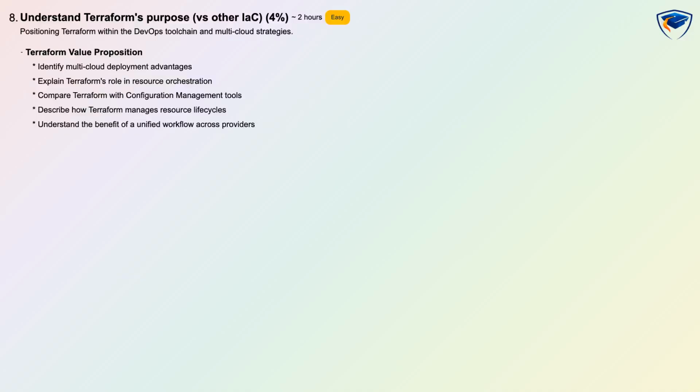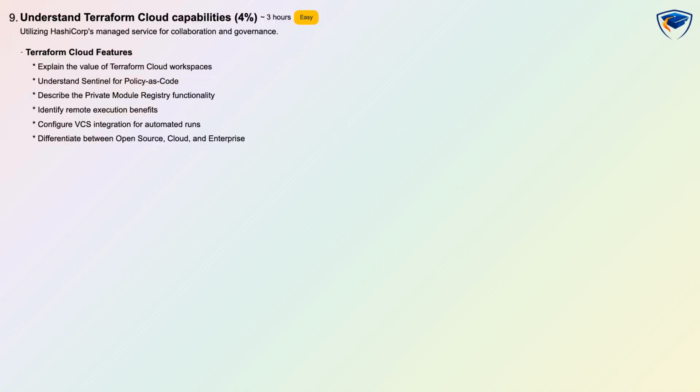The Understand Terraform Cloud Capabilities domain covers utilizing HashiCorp's managed service for collaboration and governance. You will learn about Terraform Cloud Workspaces, Sentinel for Policy as Code, private module registry functionality, remote execution benefits, and how to configure VCS integration. This domain accounts for 4% of the exam, is considered easy, and requires around 3 hours of study time.